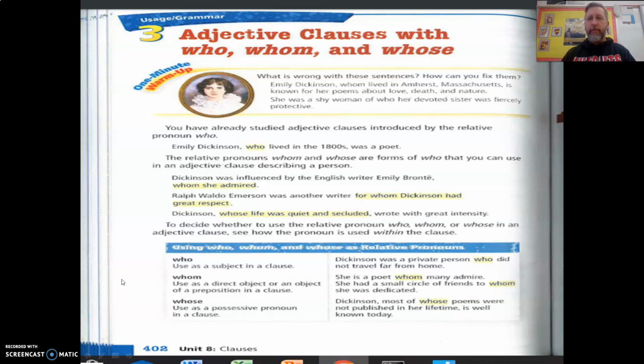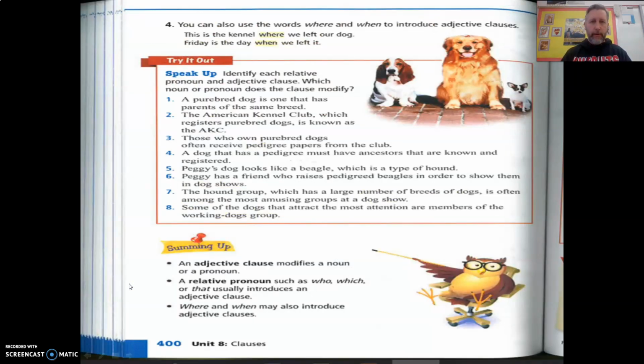We're going to actually talk about grammar today. And our lesson is on adjective clauses that begin with who, whom, and whose. So yesterday we heard about adjective clauses and how they have relative pronouns and then other words as well. Let me get back to there.